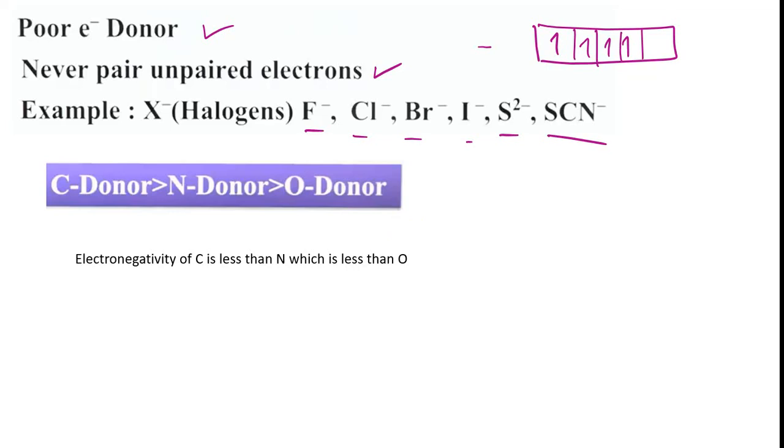We have to understand that the electronegativity of carbon is less than nitrogen, which is less than oxygen, right? So carbon will donate electrons more easily than nitrogen. Nitrogen will donate electrons more easily when compared to oxygen, because oxygen is more electronegative than these two.